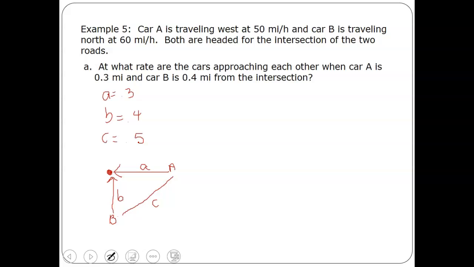So dA/dt, its rate is its speed, which is 50, but is this distance getting bigger or smaller? Smaller. So its rate is negative, and then dB/dt.